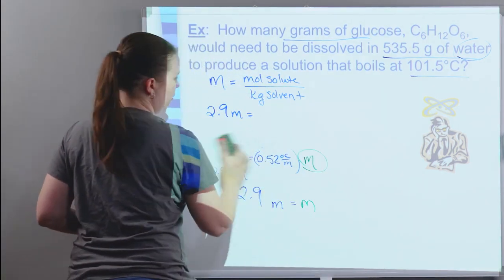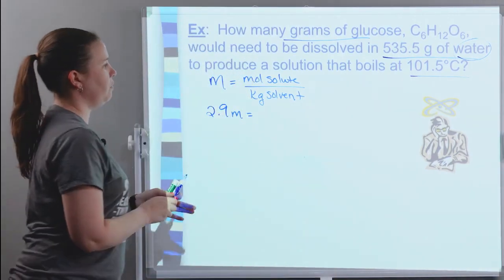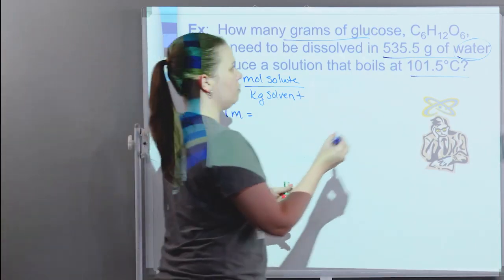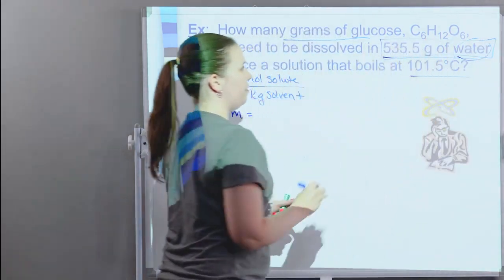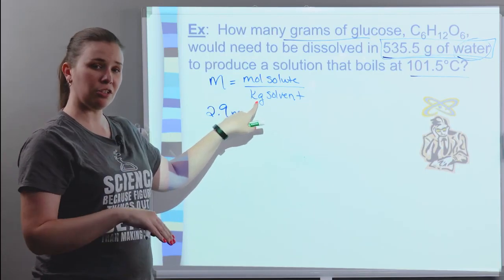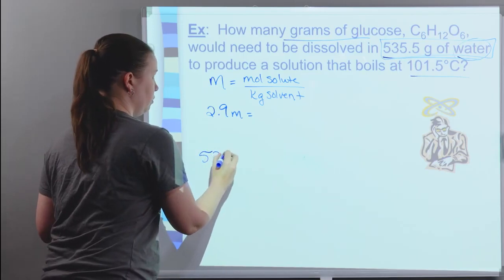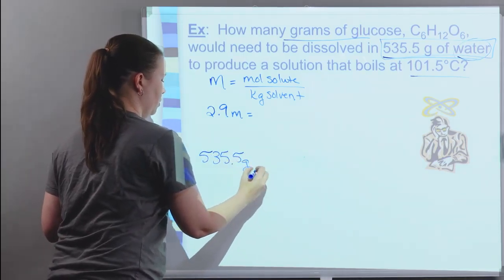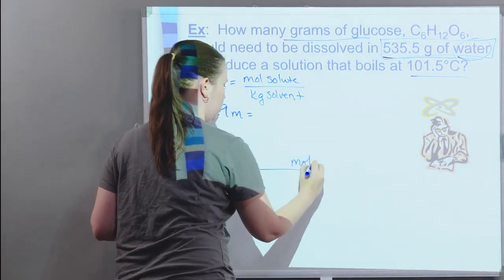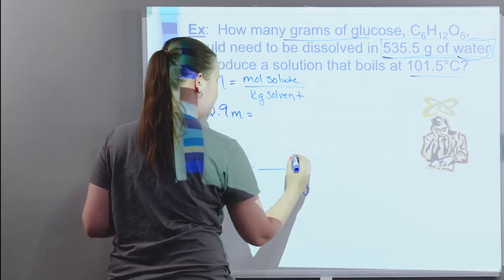So now what do I have that I know from the givens? Do I have information about the solute or do I have information about the solvent? We have information about the solvent. We have the 535.5 grams of water. The problem is, by definition, molality has to be per kilogram. So we can convert that: 535.5 grams over 1 gram on the bottom, kilogram on top.